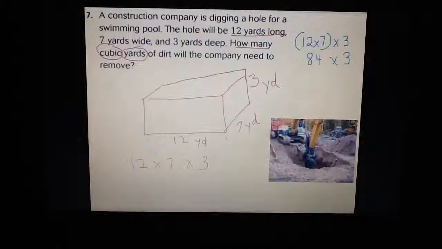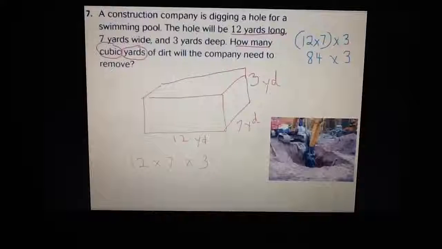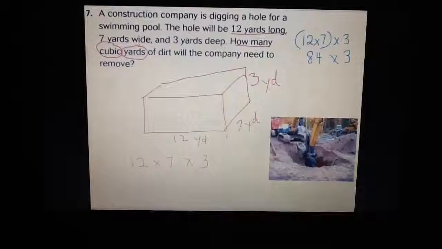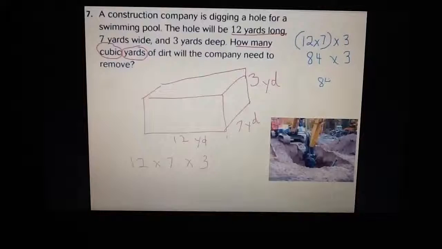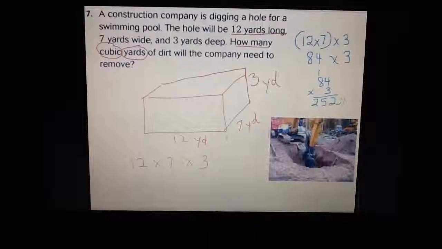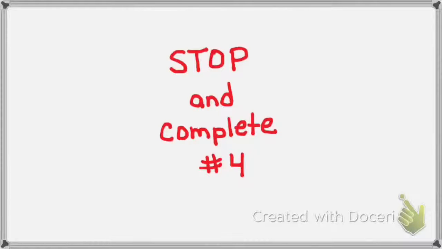Okay, when I went ahead and set this up, I decided to group together for my base 12 times 7, and then I'll multiply that by the height. Well, I know 12 times 7 is 84. Now I can take 84 and multiply it by 3. So 84 times 3 is 252 cubic yards. So that's how much dirt they would have to scoop out to create that swimming pool. Please stop the video and complete worksheet number 4 right now.